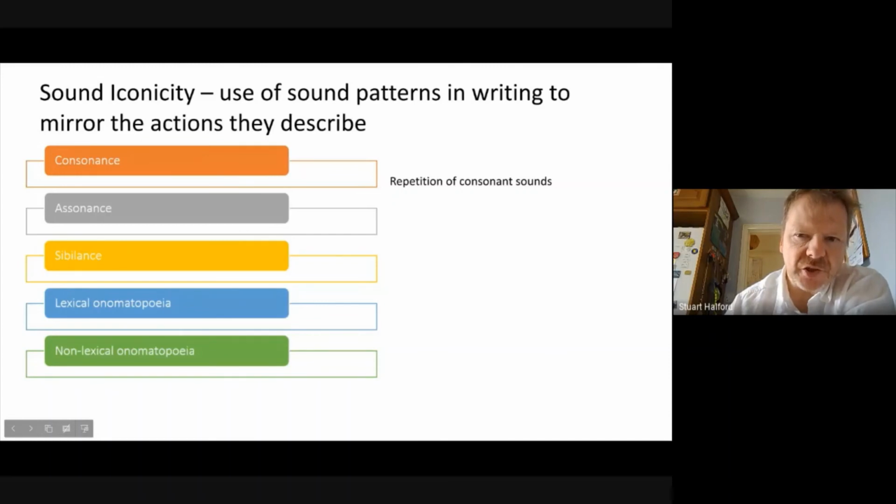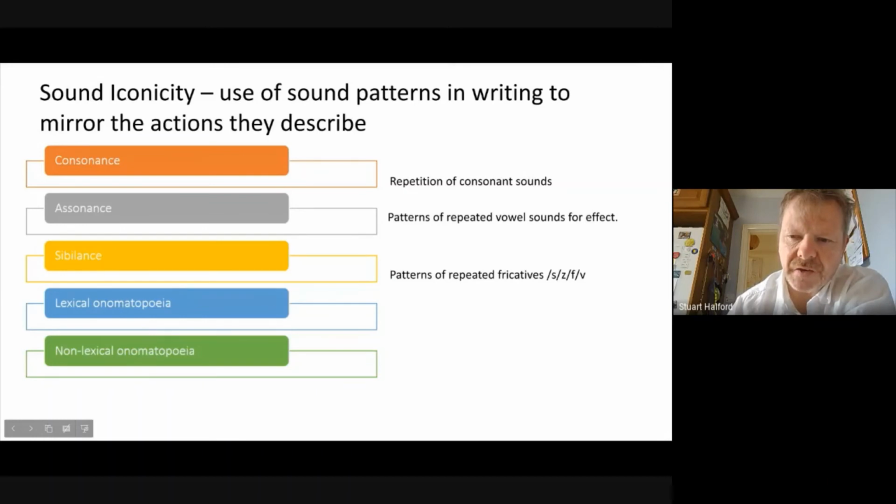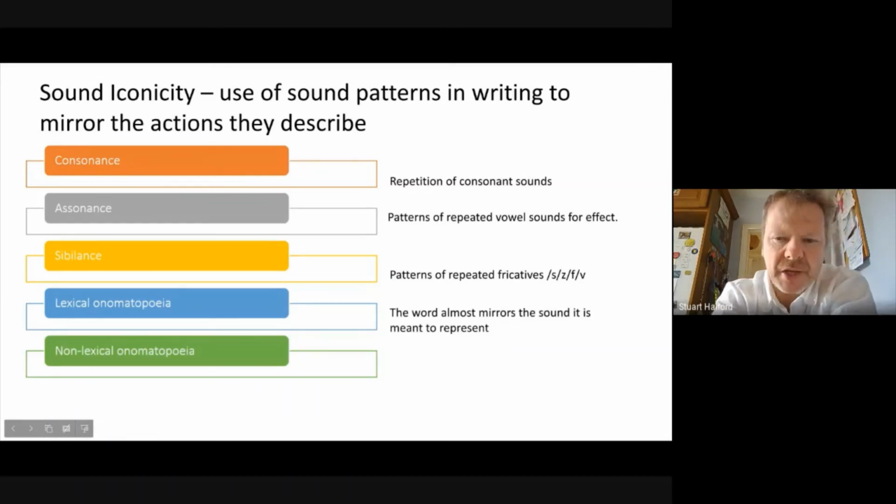So from GCSE, you should remember that consonance is the repetition of consonant sounds. Assonance is patterns of repeated vowel sounds that have a particular effect. Sibilance is the patterns of repeated fricatives, the s, z, f, v sounds. Lexical onomatopoeia is where the word almost mirrors the sound it's meant to represent. And non-lexical onomatopoeia describes non-words, words that don't really exist, but do signify a meaning.